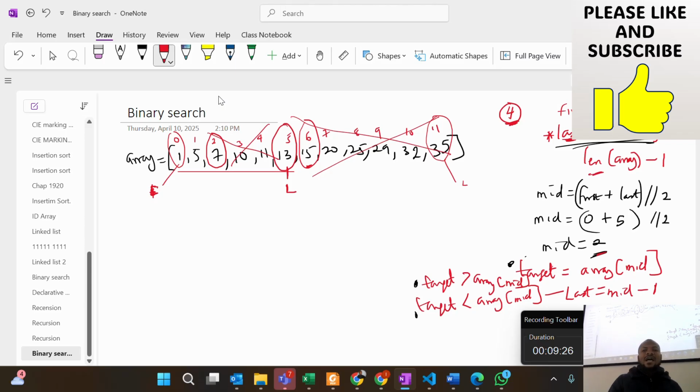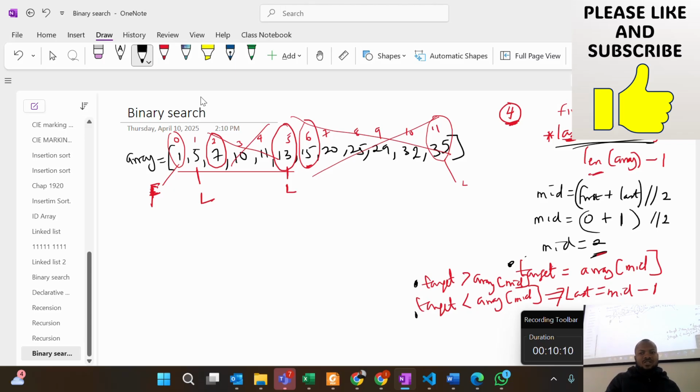Is that understood? So the first still remains the first, but the last will change to the value before the middle index, right? And what is the value before the middle index? Mid minus 1 again. So this is last. Last is now equal to 1. Is that understood? Because when it is less, last is equal to mid minus 1. Okay? Now we will calculate the middle index. First remains first. That should be 0 plus 1, divided by 2.